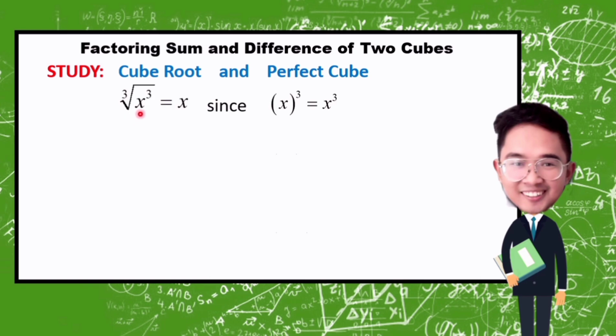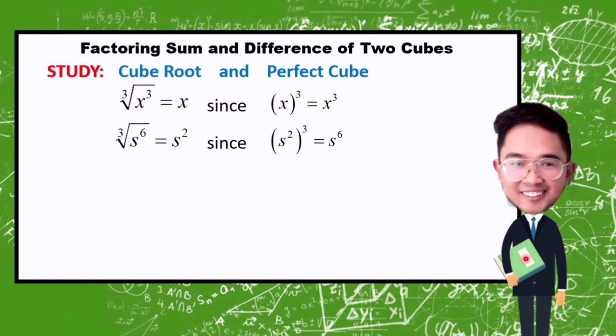Cube root of x cube is equal to x, since the quantity of x to the power of 3 is equal to x cube. We need to divide the exponent of the variable to the index of the radical sign. So we have here 3 divided by 3, we have 1.